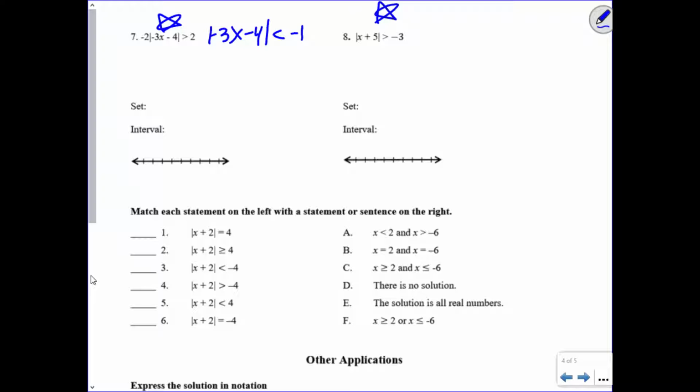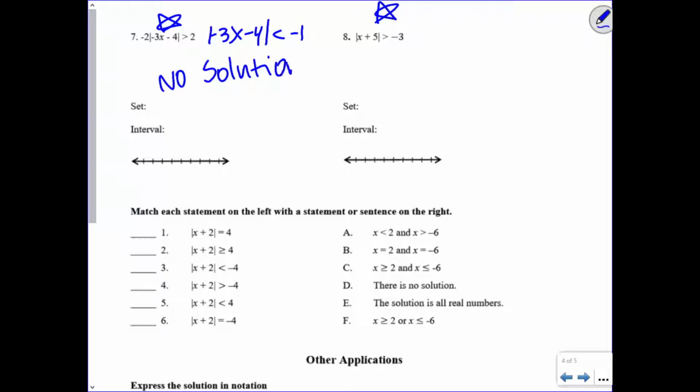So now let's think about this logically again. This is saying that the distance of this expression from 0 is less than -1. What kind of numbers are less than -1? Still negative. Again, can you have a distance be negative? No. So what do you think would happen if you say that it's less than -3? No solution.